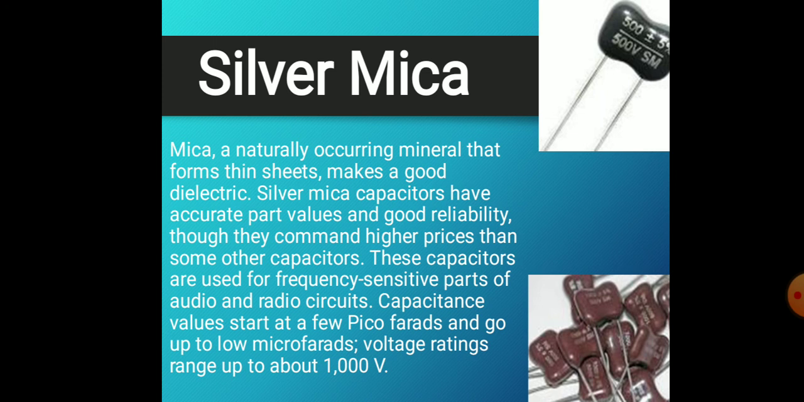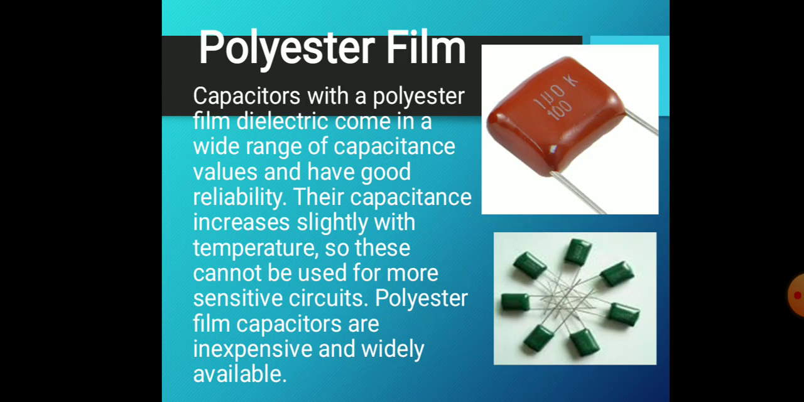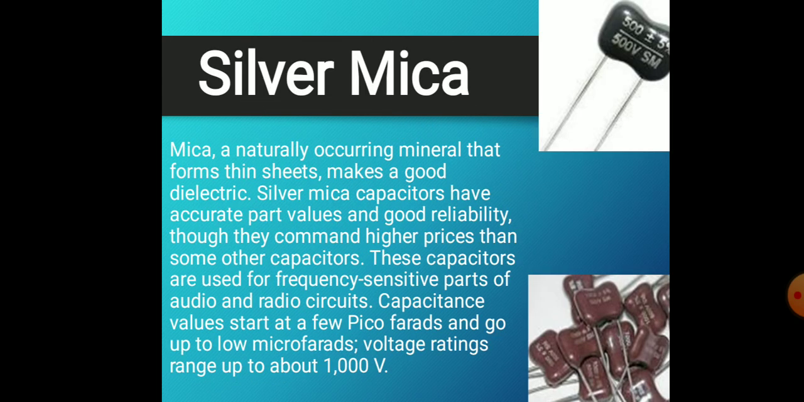Silver mica. Mica is a naturally occurring mineral that forms thin sheets, and makes a good dielectric. Silver mica capacitors have accurate part values and good reliability, though they command higher prices. If polyester film is cheaper, silver mica is more expensive. These capacitors are used for frequency sensitive parts of audio and radio circuits, so they can be used in sensitive circuits. Capacitance values start at a few picofarads and go up to low microfarads. Voltage ratings range up to 1000 volts.